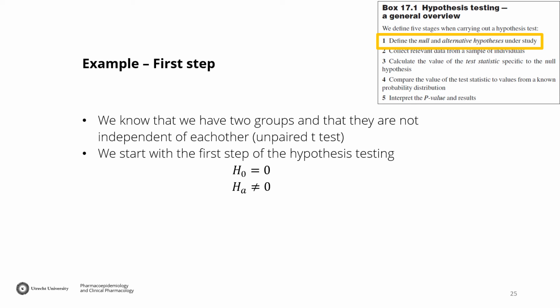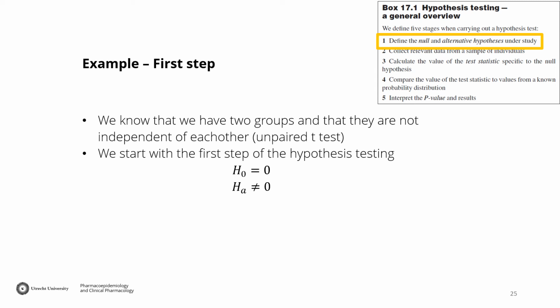So we first want to define the null and alternative hypothesis for the study. We know that we have two groups: the tablets that we made first and weighed, and then we changed some settings in the machine, so we have a new group now, and weigh those. Those are independent of each other, so it's an unpaired t-test. So two different groups.